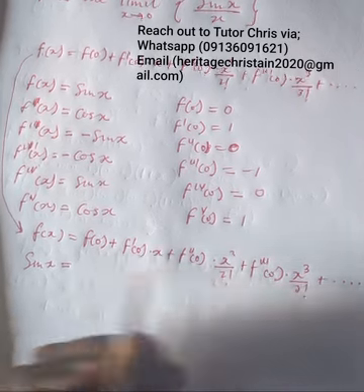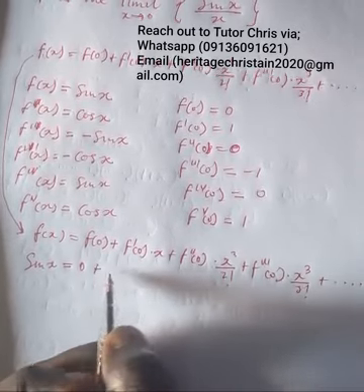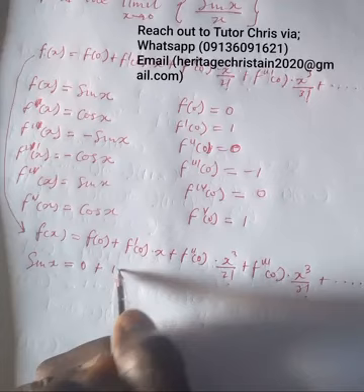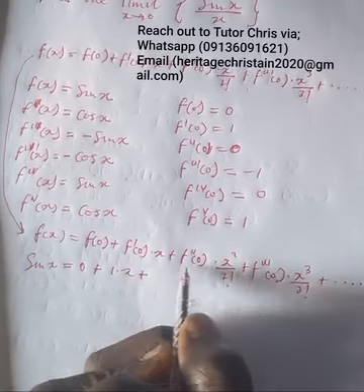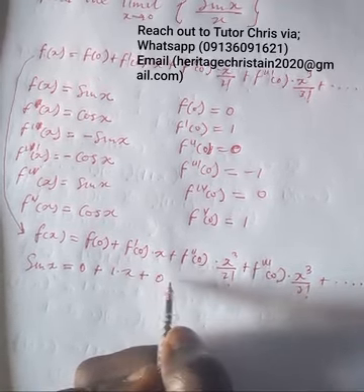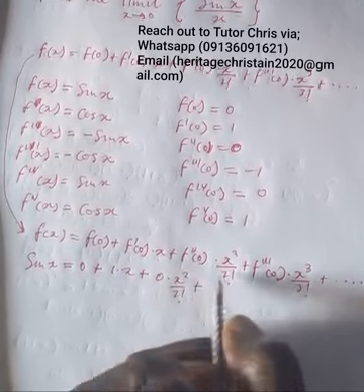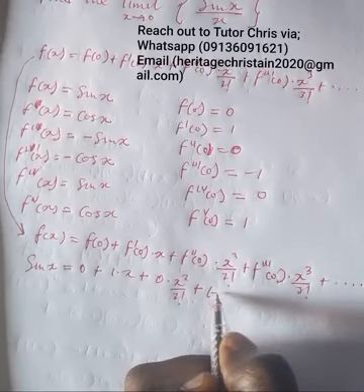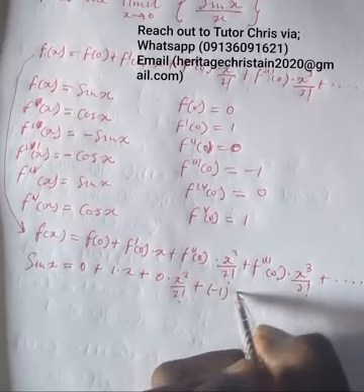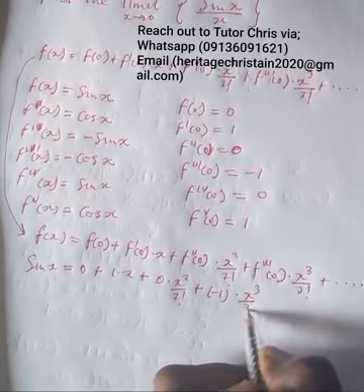So f of x is equal to 0 plus f prime of 0, which is 1, multiplied by x, plus f double prime of 0, which is 0, multiplied by x to the power of 2 over 2 factorial, plus f triple prime of 0, which is, of course, minus 1, multiplied by x to the power of 3 over 3 factorial.